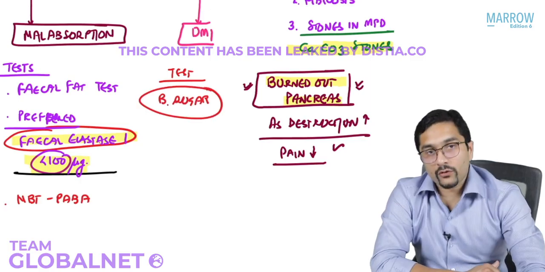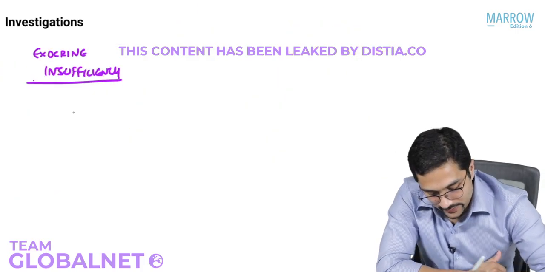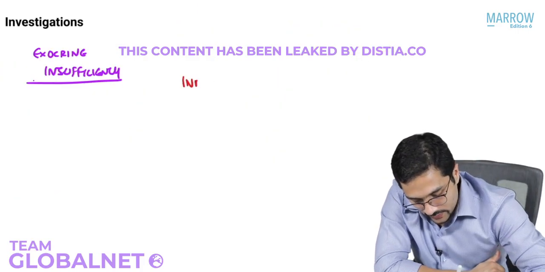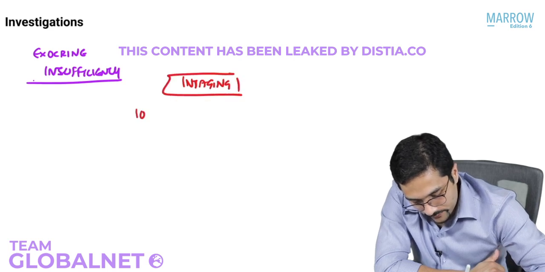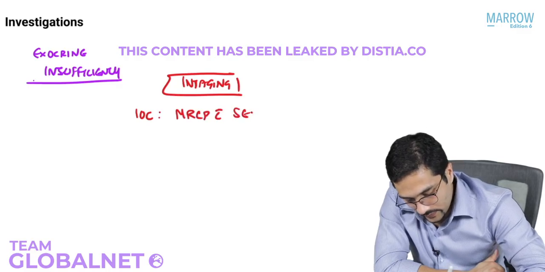We can check for diabetes mellitus. Now, for the imaging investigations, you should know that the investigation of choice is MRCP with secretin stimulation.